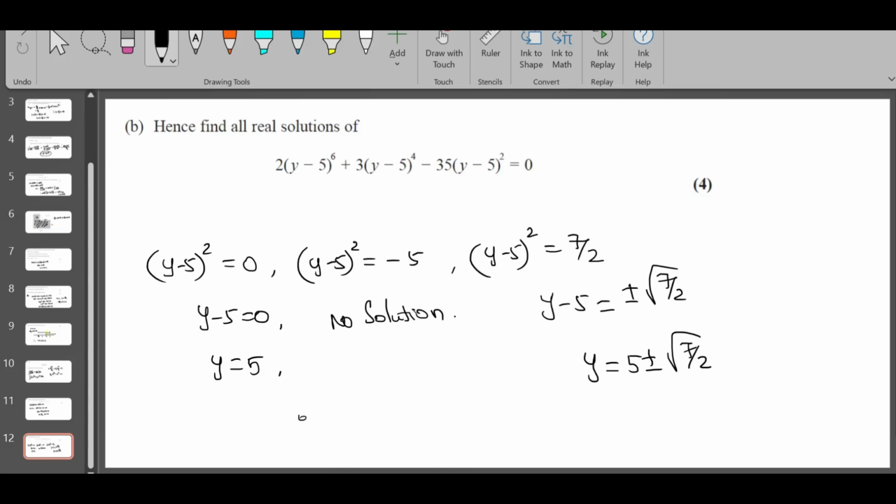So you can finally write therefore y is equal to 5 and 5 plus square root of 7 over 2, or you can just put it as plus or minus. That's all.